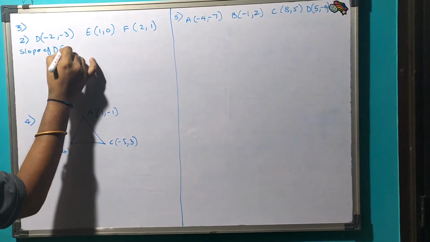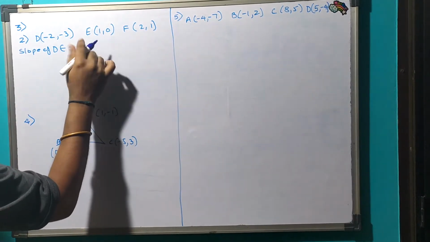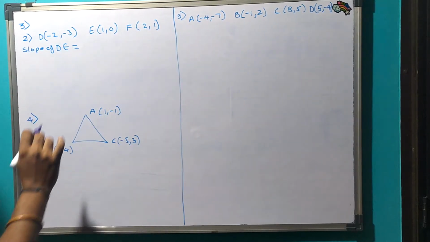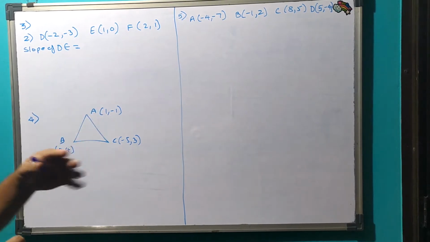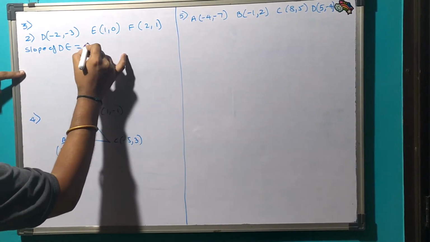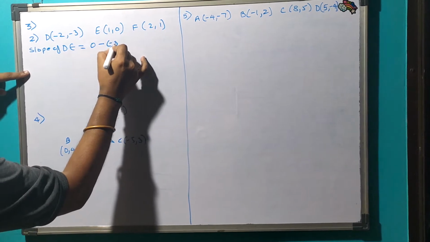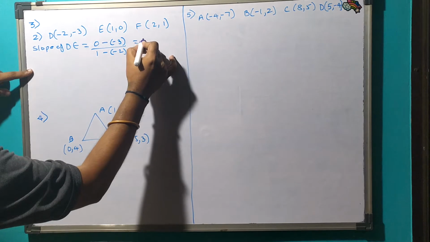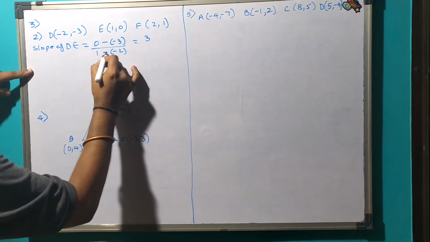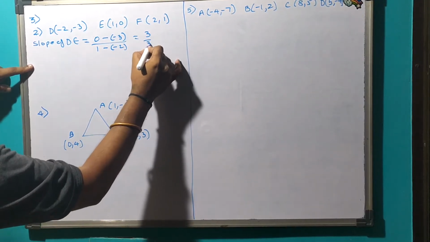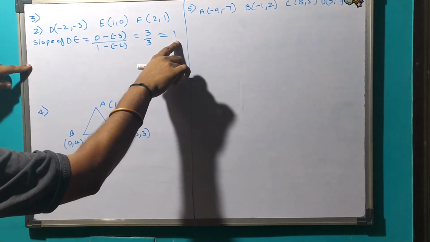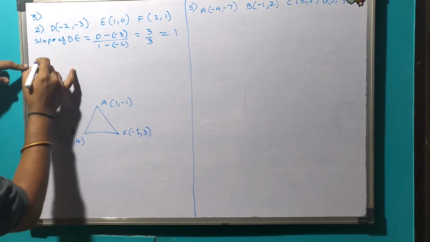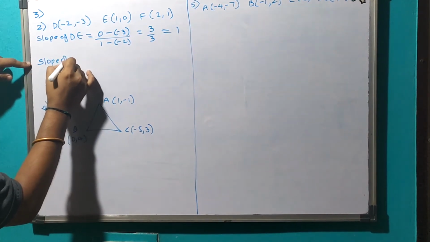Slope of DE. DE means E minus D, this is Y2. It is clearly stated, and the formula is only one. Slope is equal to Y2 minus Y1 upon X2 minus X1, that is coordinate of second minus first. This will become 3 minus minus, plus 1, plus 2 is 3. Hence it is 1. Slope is 1. Minus minus plus, 1 plus 2 is 3. 3 cancels 1.